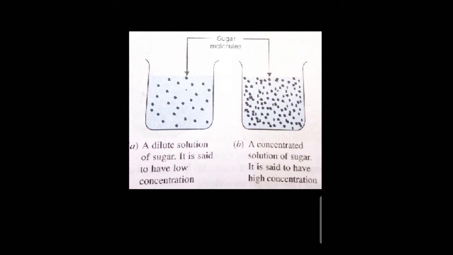The solution having a small amount of solute is said to have low concentration. It is known as a dilute solution. So this is a dilute solution, because in this solution there is less amount of sugar molecules.